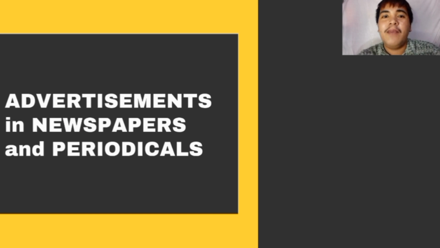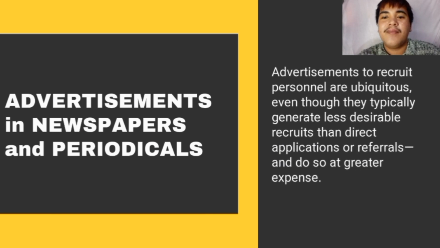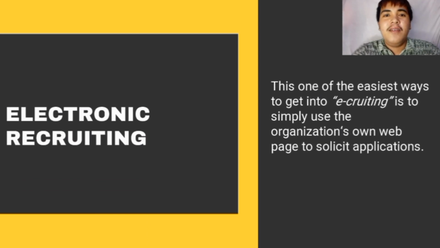Advertisements in newspapers and periodicals. Simple as using newspapers and periodicals, but it is a greater expense. Next is electronic recruiting. This refers to using their own web page, where an organization can highly tune their recruitment message and focus in on specific people. However, there are unique challenges that may affect the recruitment process, like this medium has also been a haven for identity thieves.